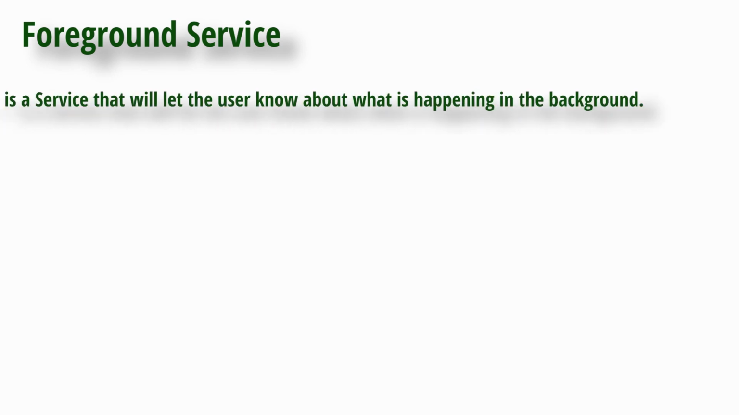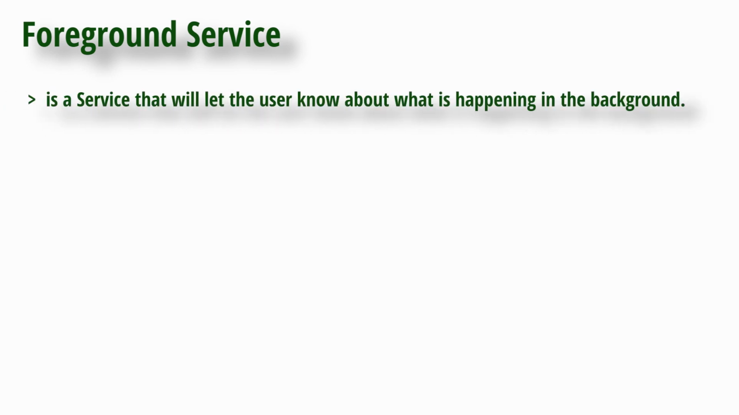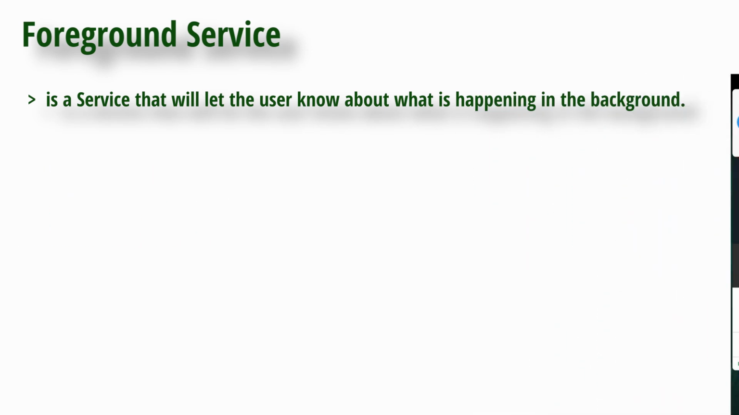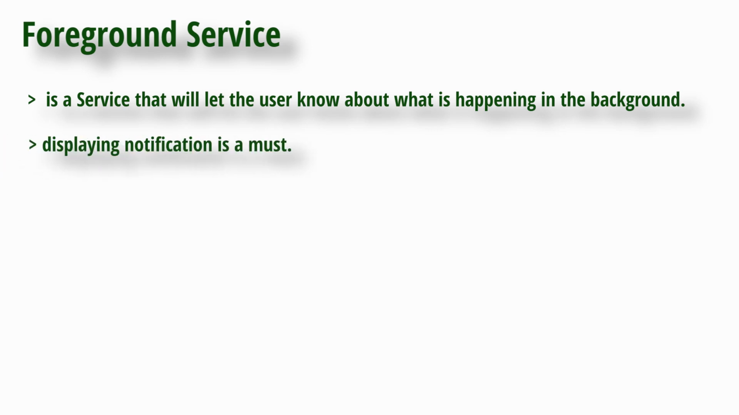Next is foreground service. A foreground service is a service that will let the user know about what is happening in the background. For example, a music application like Spotify. The user can see the ongoing song on the device as a form of notification. So here, displaying information is a must.